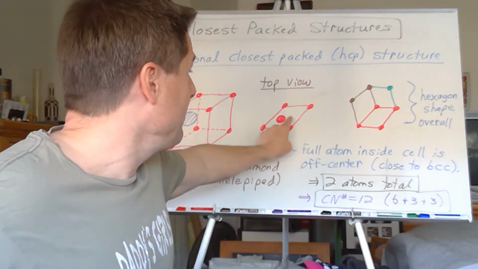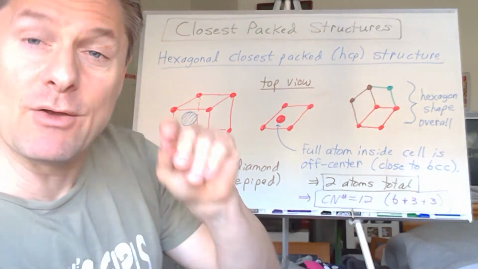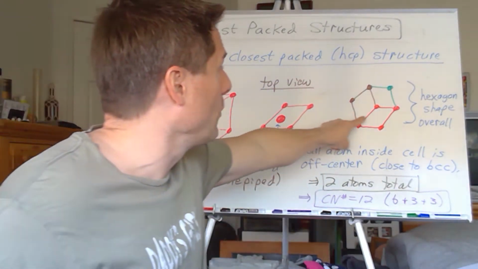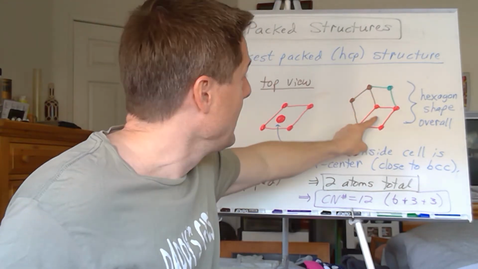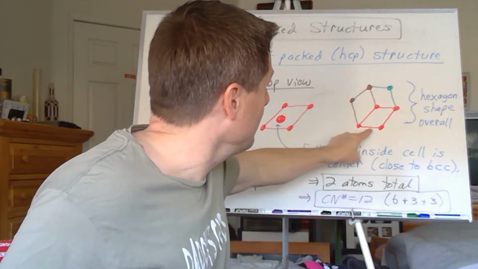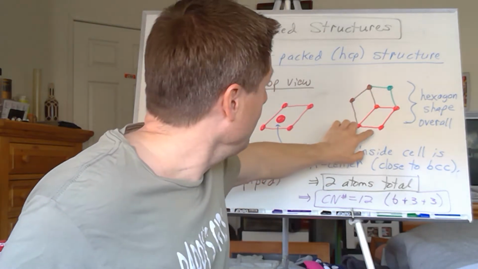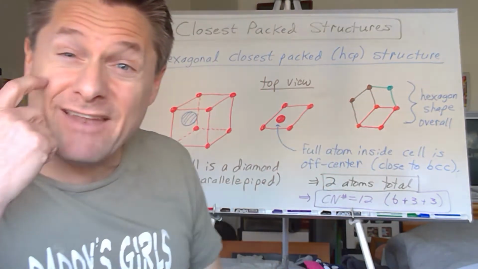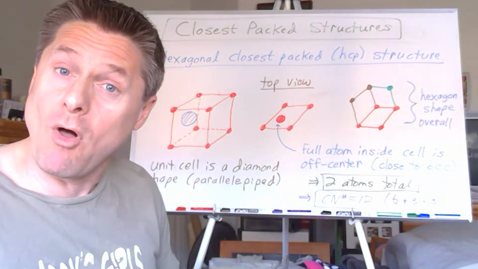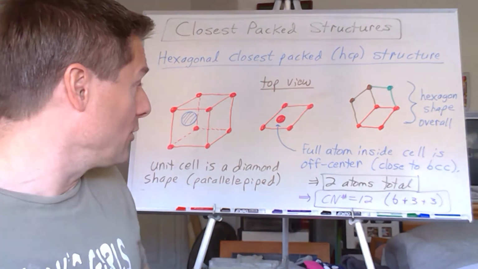All right? And if you take 3 of these unit cells from the top view, I'll do 1 in red, 1 in brown, 1 in green, and put them together. Do you see the 1, 2, 3, 4, 5, 6 sides? So it forms this kind of a hexagonal shape overall. Kind of cool, right? Hexagonal closest pack.